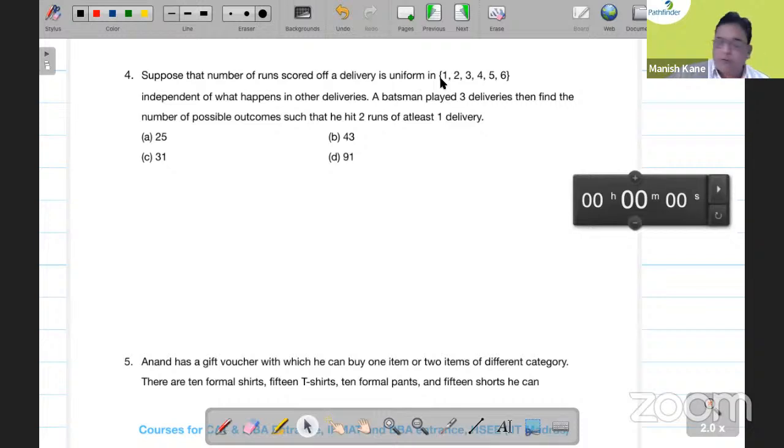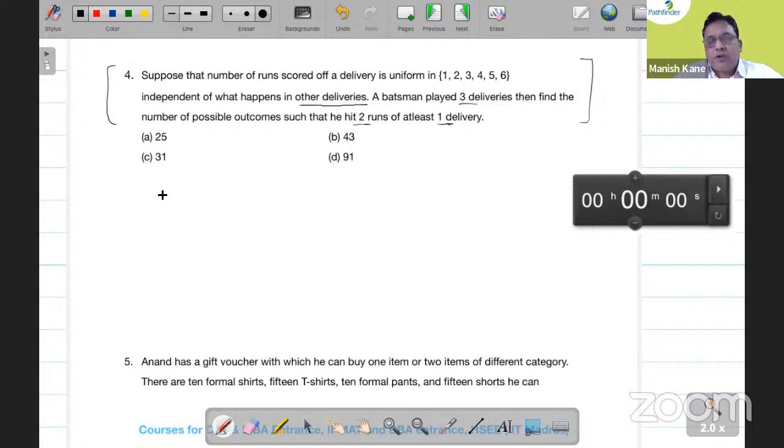So, runs scored off a delivery. We are a cricket crazy nation, and I'm sure everybody knows what 1, 2, 3, 4, 5, and 6 runs are. And they're independent of what happens in other deliveries. This is not actually a CAT question, but I thought this is a good question to be included here today. A batsman played 3 deliveries. Find the number of possible outcomes in which he hit 2 runs off at least 1 delivery.